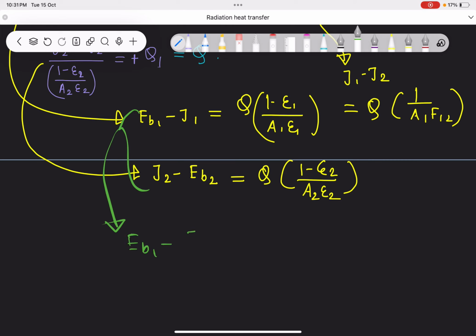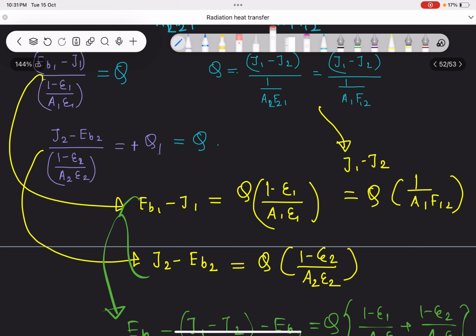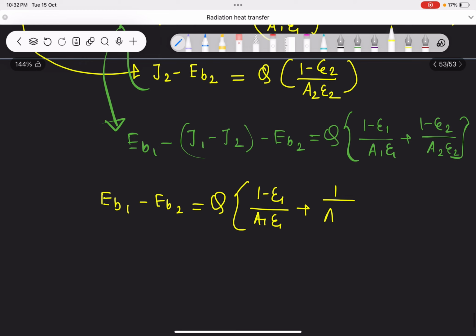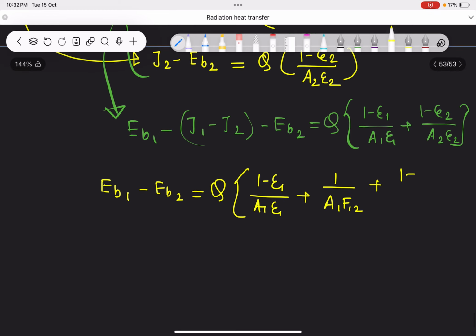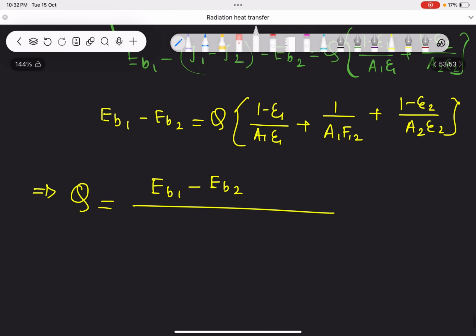so EB1 minus J1 plus J2 minus EB2 is equal to Q into 1 minus epsilon 1 by A1 epsilon 1 plus 1 minus epsilon 2 by A2 epsilon 2. Now you put here, you already have J2 minus J1 as this. So you will now have EB1 minus EB2 is equal to Q into 1 minus epsilon 1 by A1 epsilon 1 plus 1 by A1 F12 plus 1 minus epsilon 2 by A2 epsilon 2. So therefore we will have Q is equal to EB1 minus EB2 divided by this whole thing, I will just copy it and paste it.